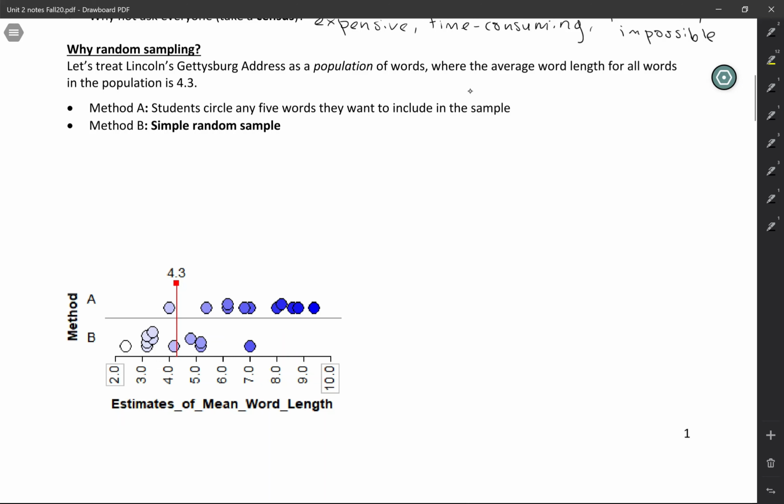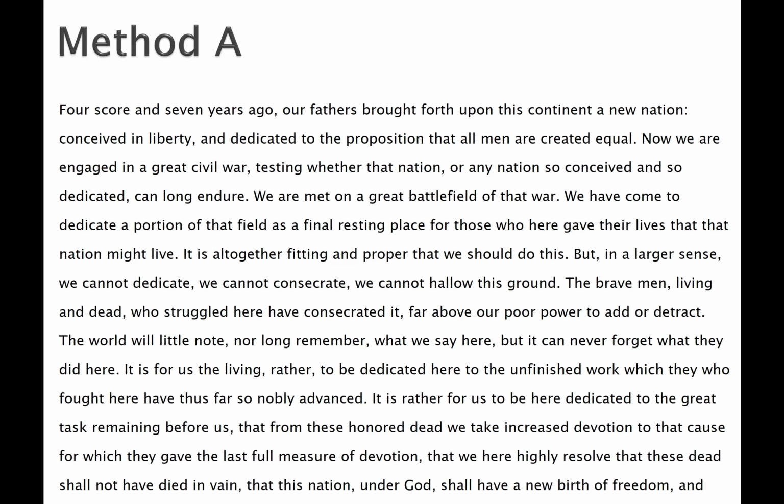In the previous video, we said that a sample is a subset of the population, the individuals that we actually collect data from. So why is it necessary that we take a random sample? To start with a really simple example, we're going to treat the Gettysburg Address as a population of words. So we have all the words in the Gettysburg Address, only 268, surprisingly short. And let's say we want to estimate the average word length for all the words in this population.